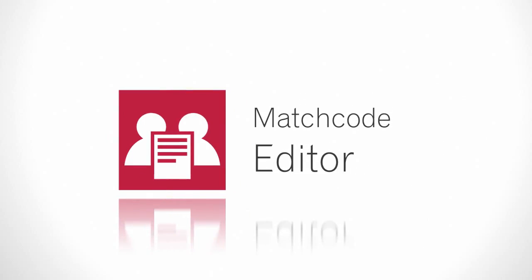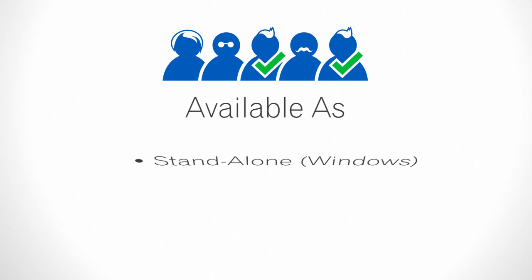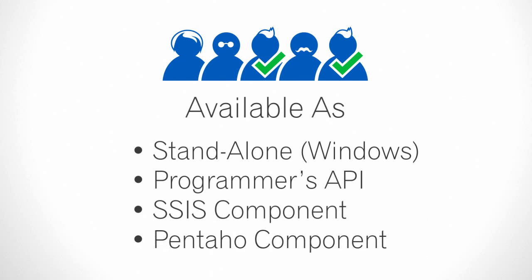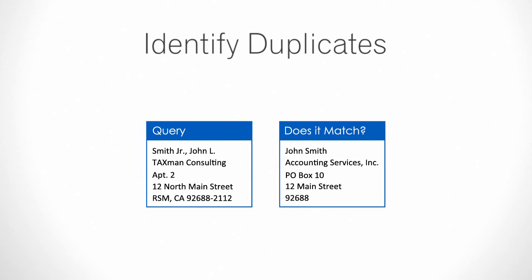This video covers using the match code editor for Melissa Data's matchup. First off, what is matchup? Matchup is used to compare database records and determine if a duplicate record exists. Matchup is offered as a standalone Windows software solution, Programmer's API, an SSIS component, and a Pentaho component. Matchup is all about identifying duplicates.